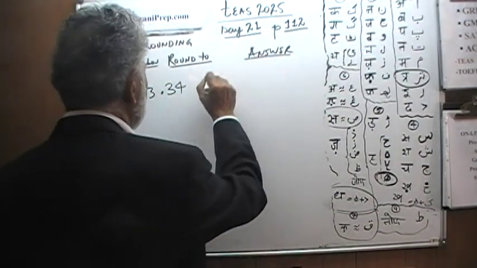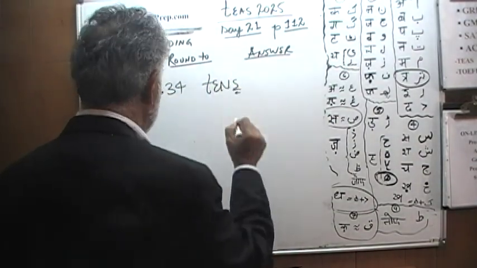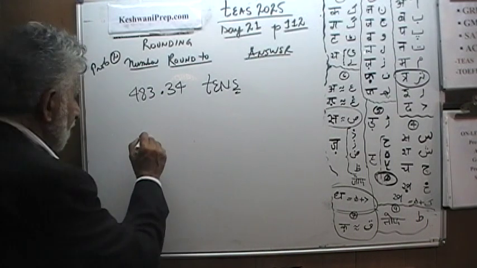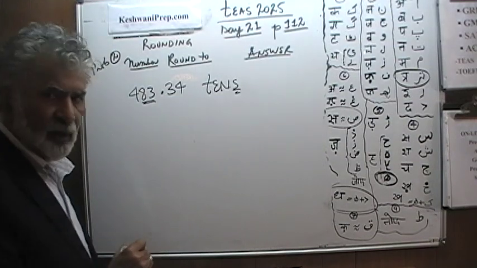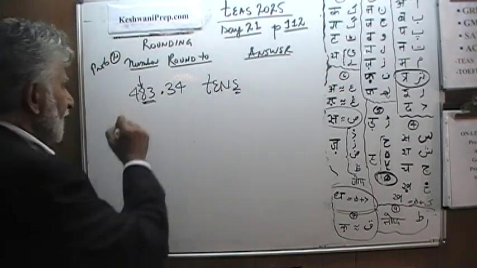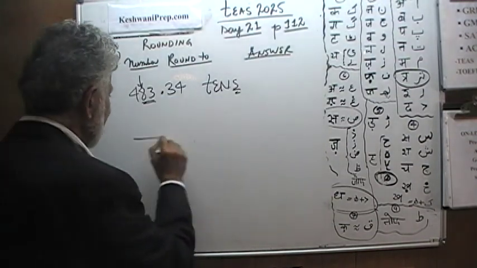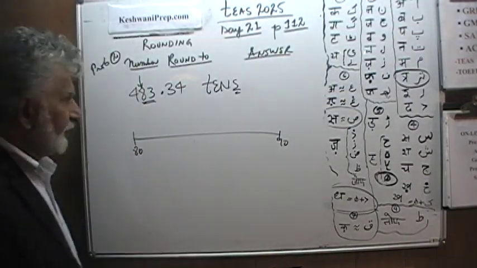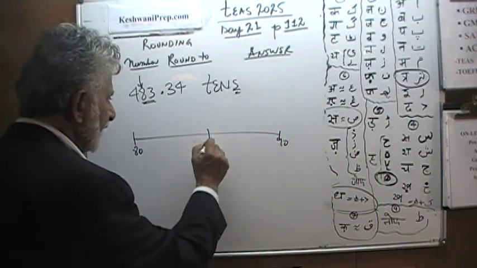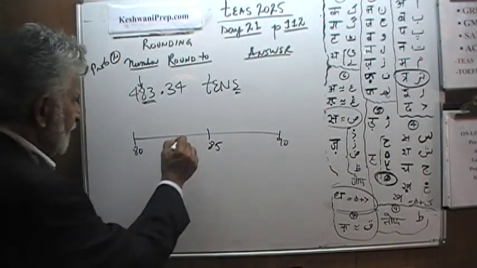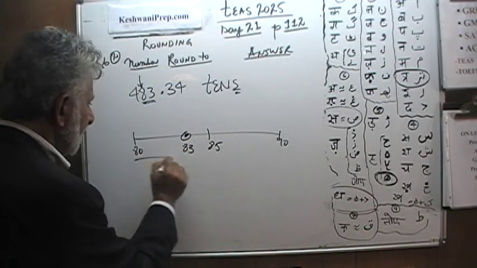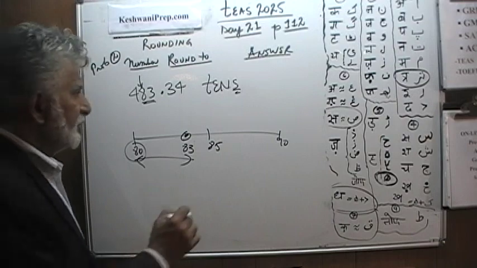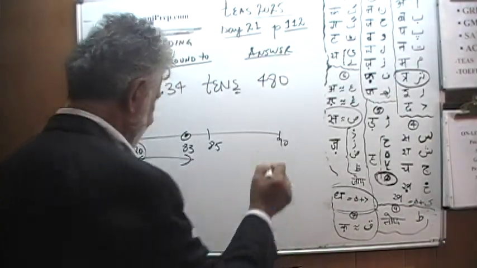483.34 to the nearest tens. Well, 83. Where does 83 fall? Tens means we are interested in these two digits. There's 80, this is the tens digit. So where do we fall? Between 80 and 90. Does 83 fall closer to this or that? 85 is the midway point. 83 is here, much closer to 80 than to 90. So when you round to the nearest ten, it becomes 480.